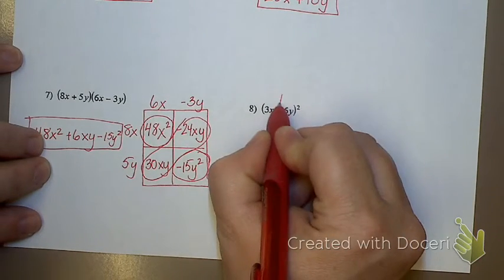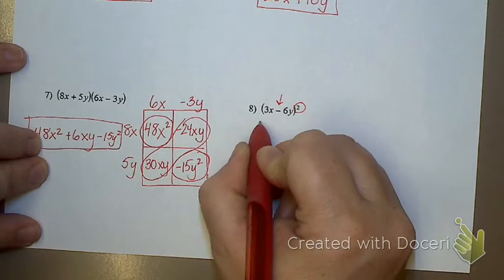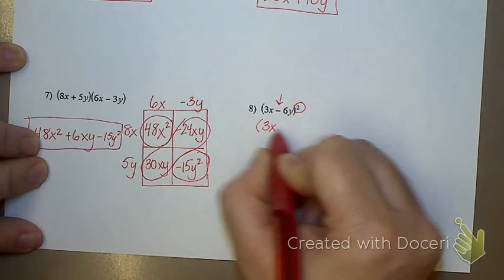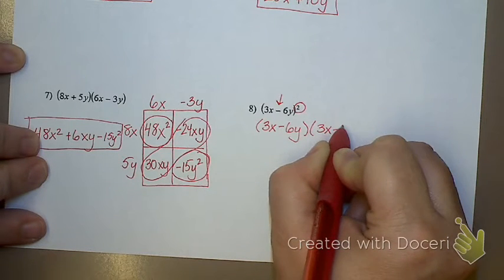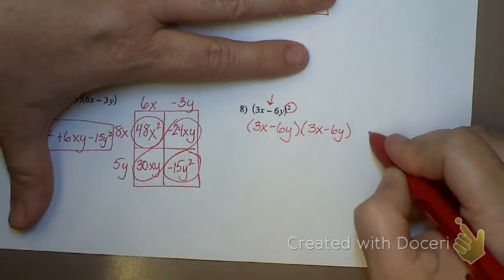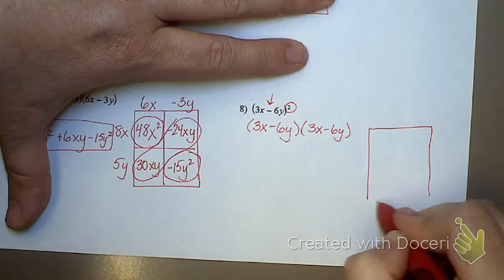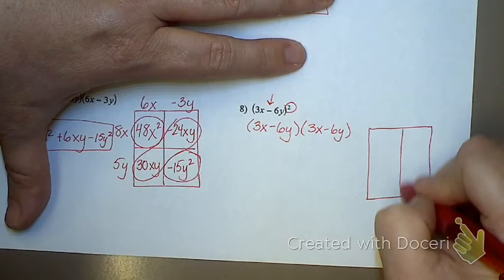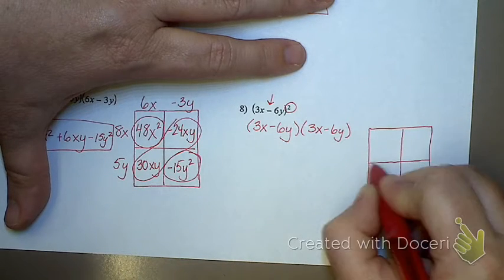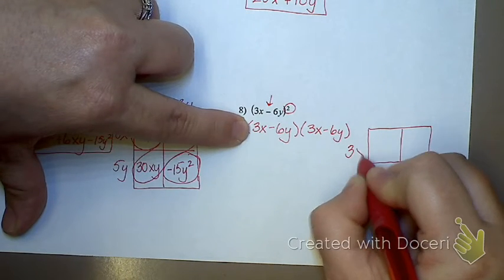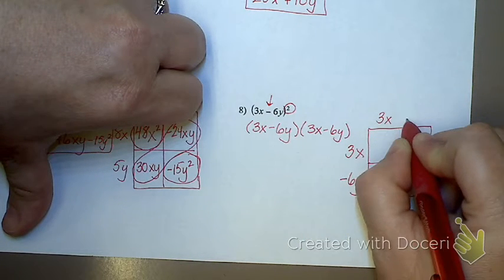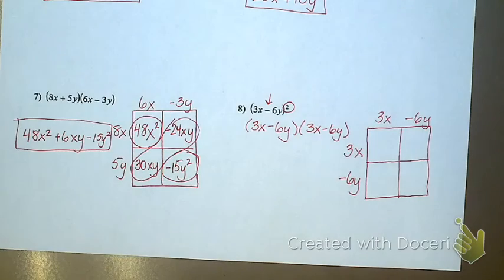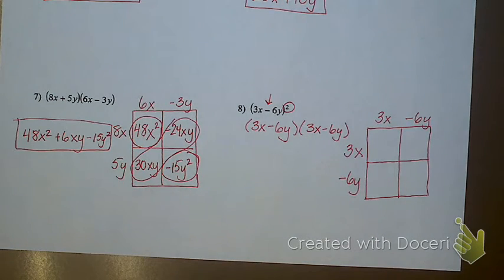Again, I do not have multiplication, so I need to look at that too as writing this as 3x minus 6y times 3x minus 6y. Let's set up our box. Again, a 2 by 2. Tomorrow we'll get into some that aren't 2 by 2. 3x and negative 6y, and then 3x and negative 6y. Why don't you go ahead and take a minute and multiply those out, and then write your answer in standard form.